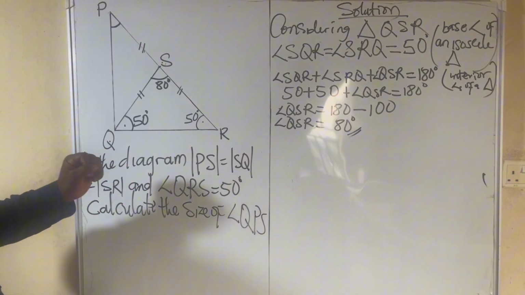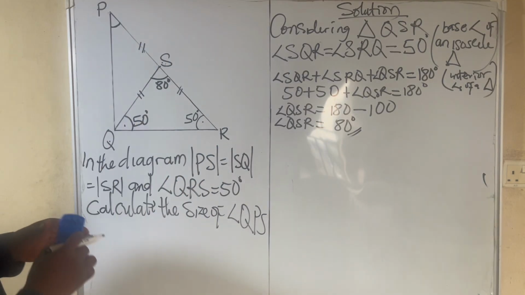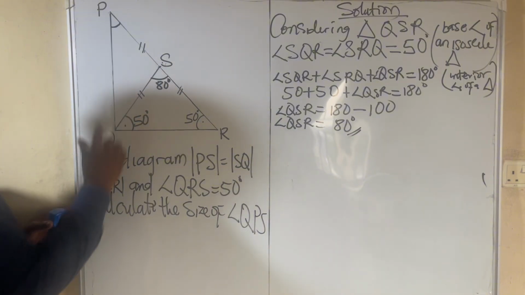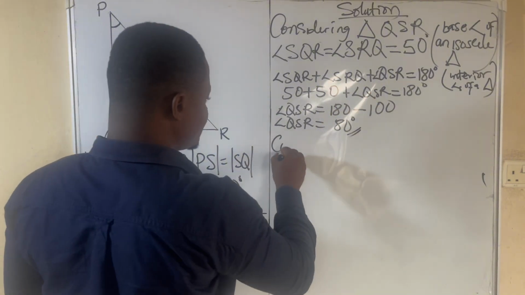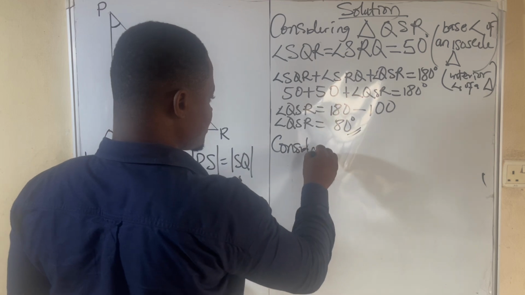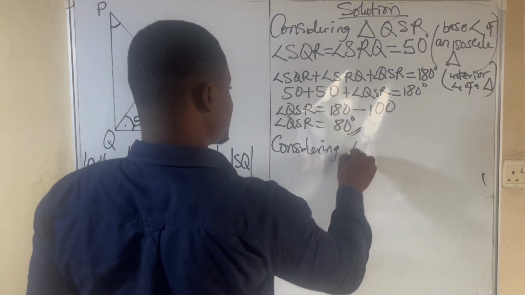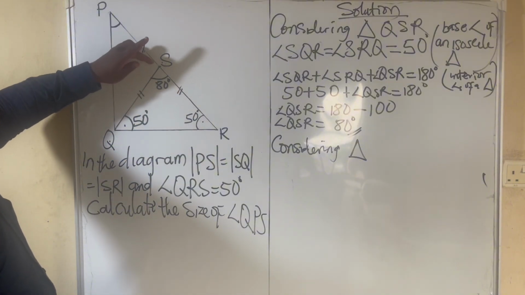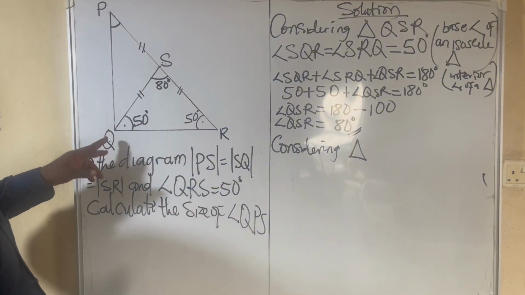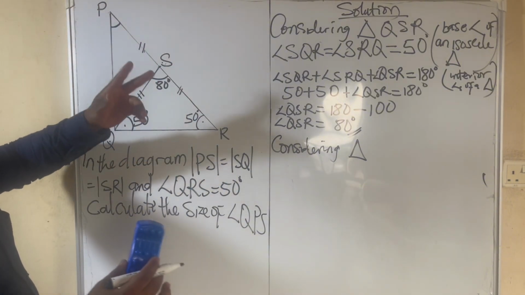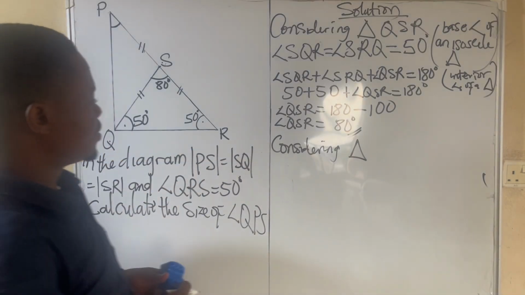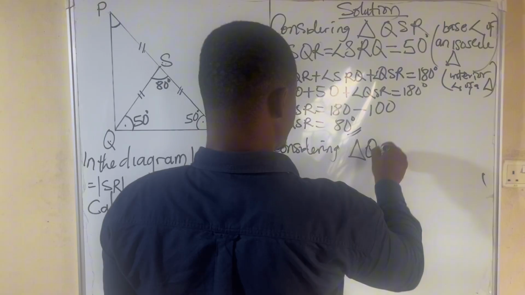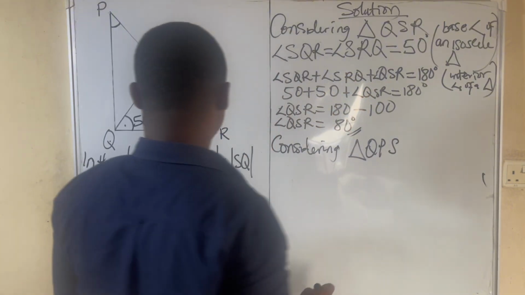Now, let's go over to this other triangle, this triangle here. So let's consider triangle SPQ or QPS, either one, it's still the same. So let's consider triangle QPS, that is this triangle here.